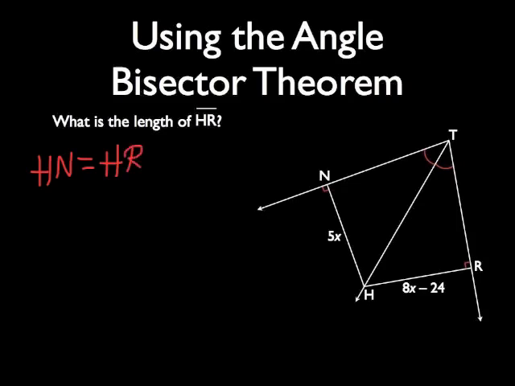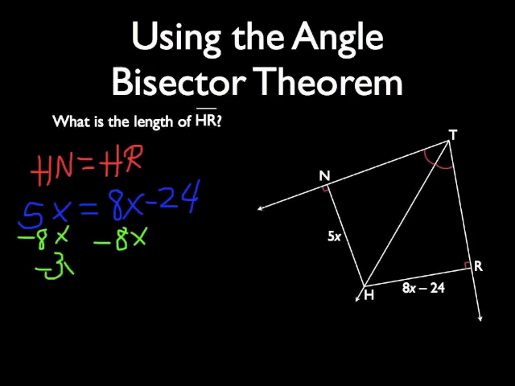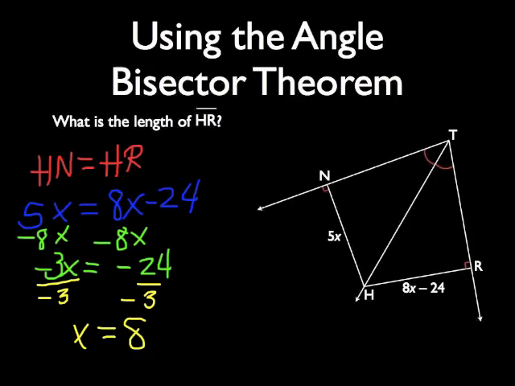And so now we can plug in the values. The distance from H to N is 5x, and the distance from H to R is 8x minus 24. Using the subtraction property of equality, we can subtract 8x from both sides of the equation, leaving us with the opposite of 3x is equal to negative 24. And then finally, we can use the division property of equality and divide both sides of the equation by negative 3, telling us that x is equal to 8.